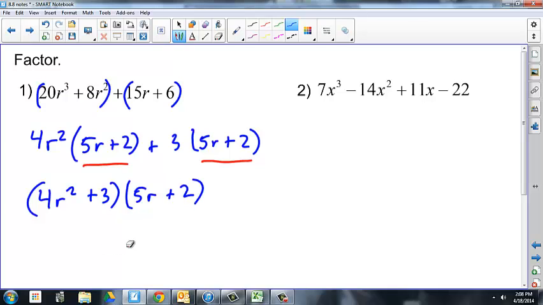Now, sometimes this last step throws people off a little bit because you see up here we have two 5r plus 2 terms, but down here we only have one. I think it's similar to saying that when you do something like 3x plus 4x, that equals 7x, not 7x times x or 7x squared. It's just 7x.